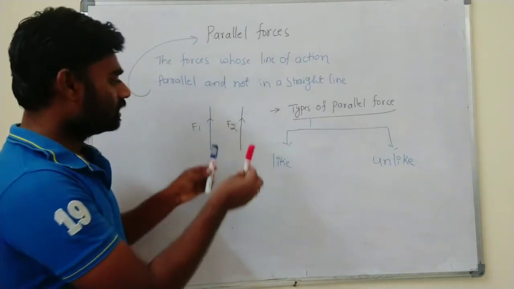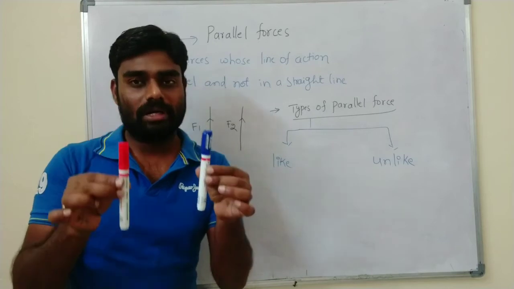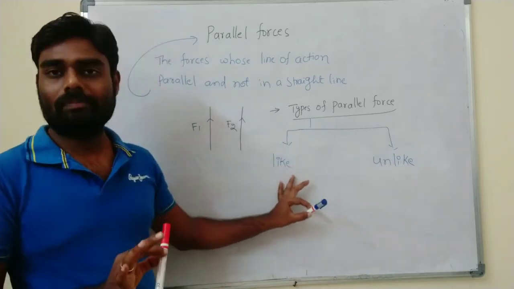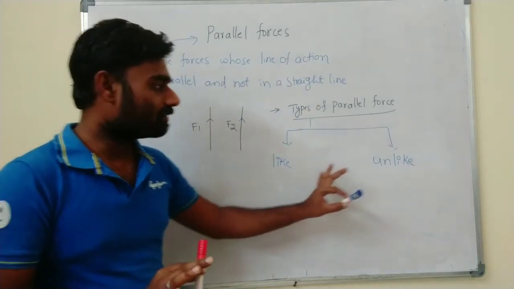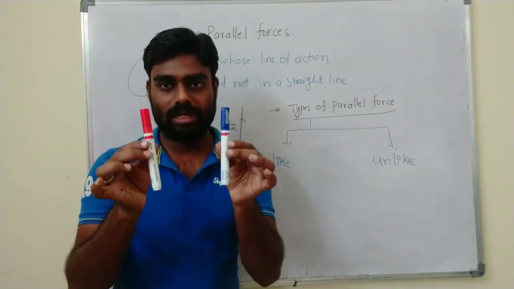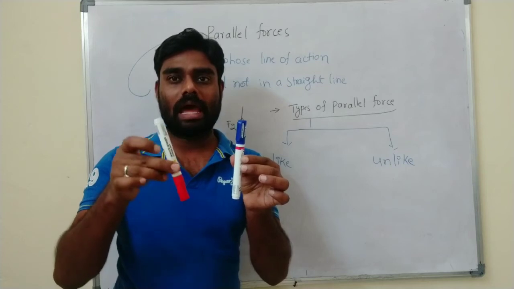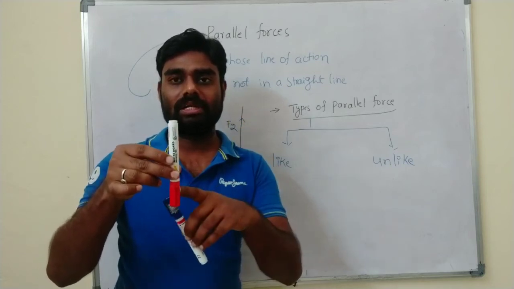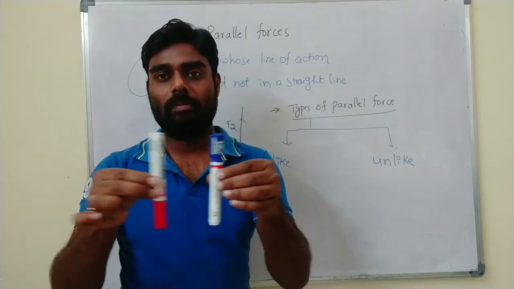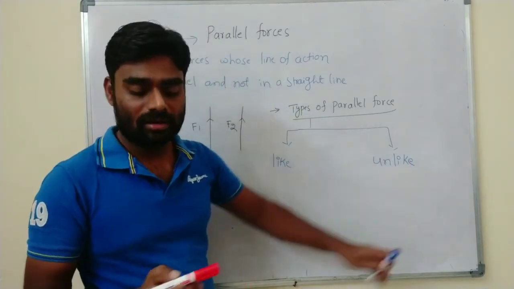Okay, see here, these forces are acting parallel to each other, but the direction of these two forces is the same, that is known as like parallel forces. Unlike parallel forces means, now I am taking two forces F1 and F2, these forces are acting parallel to each other but in opposite directions. This is F1, and this is F2. So these two forces act in opposite directions but parallel to each other. This type of force is known as unlike parallel forces.